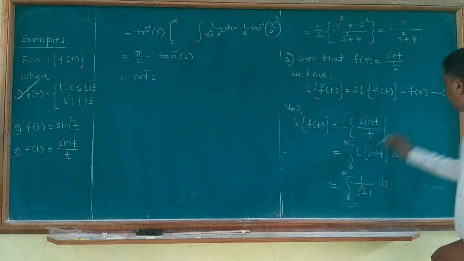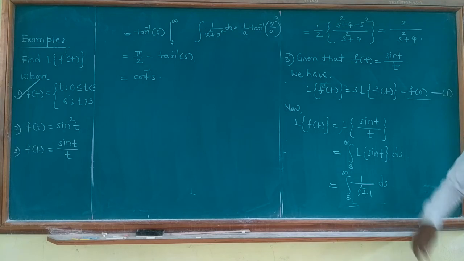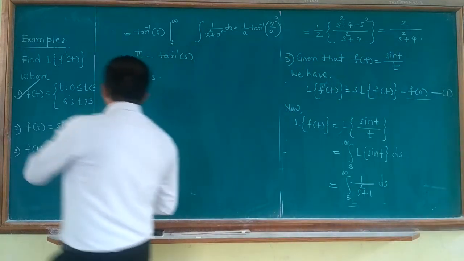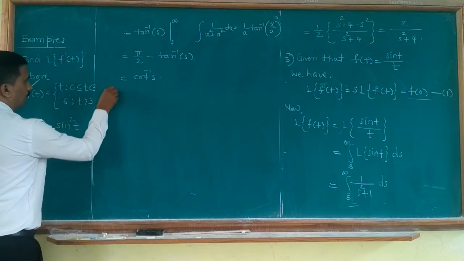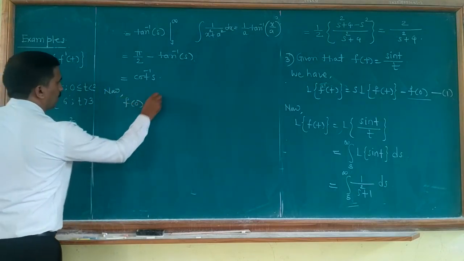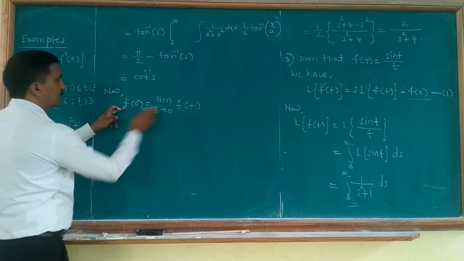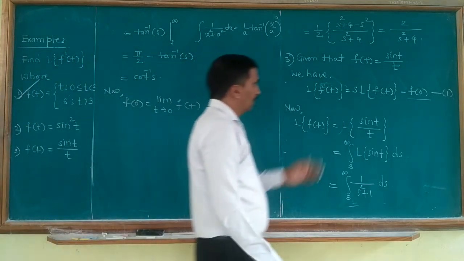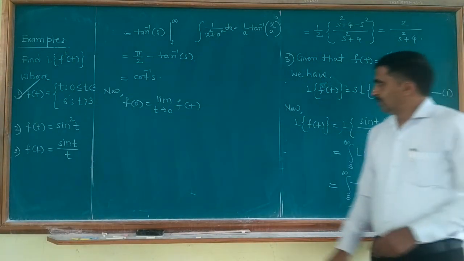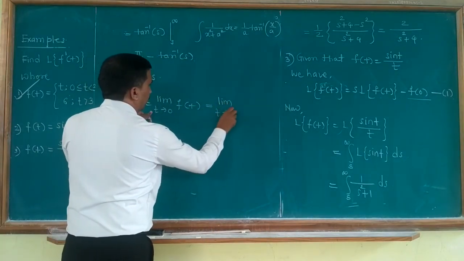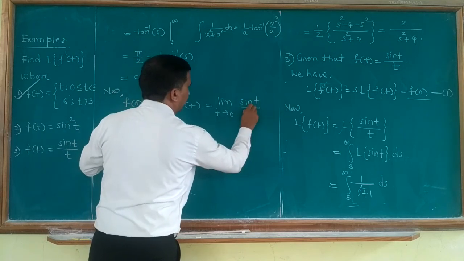Now here this is the important one, to find out the value of f of 0. So if you put t is equal to 0, you are getting 0 upon 0. So in such a case, you rewrite f of 0 as f of 0 is equal to limit t tends to 0 f of t. So this is nothing but your f of 0. Now you substitute the value of f of t. So here f of t is equal to limit t tends to 0 sin t divided by t.